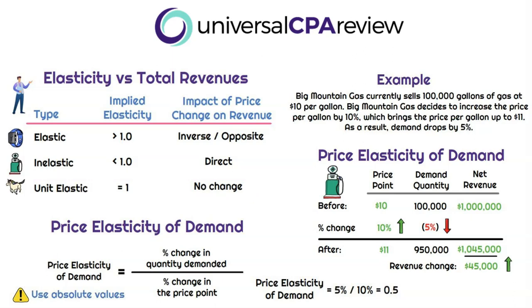So there you have it. We've talked about our first elasticity measure, which was price elasticity of demand. Again, it focuses on how changes in price ultimately impact demand. And just remember, they always move in opposite directions. That's just the law of supply and demand.